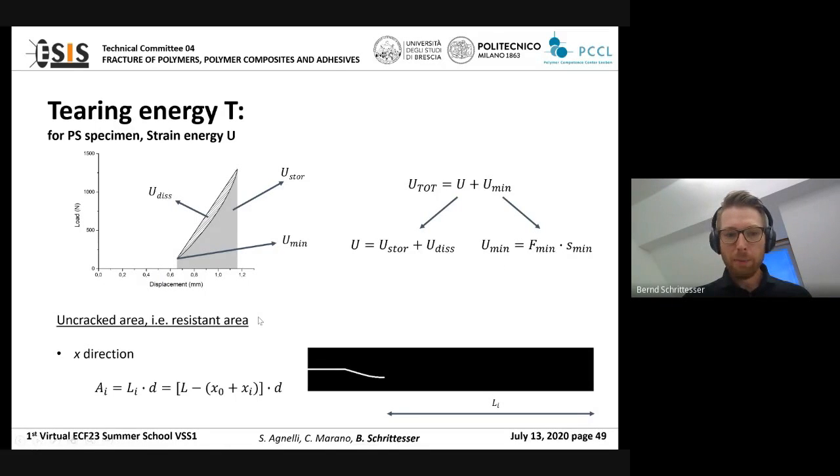And then finally, we also need the uncracked area, which means the resistant area. Here is the crack growing in the specimen. And then we have the residual or resistant area, which is decreasing when the crack is developing or growing.